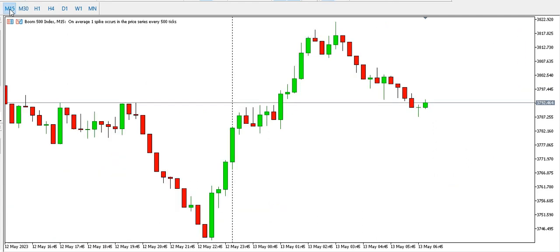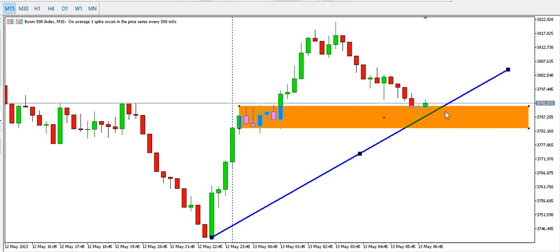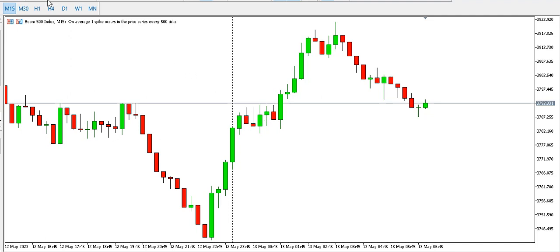Let's look at the 15 minutes time frame. What do we have on the 15 minutes time frame? It's bullish. Look at this forming a bottom at this support area. Already testing this support area and it's forming a bottom on it. So you might expect to buy boom 500 index.